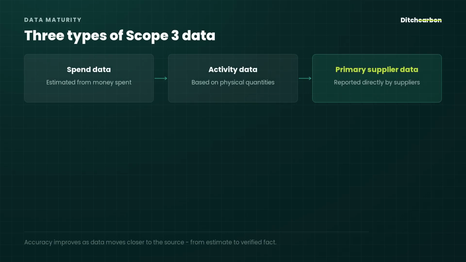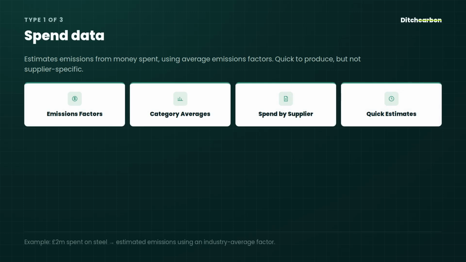Now, within all of that, there are really three types of data companies use, and understanding the difference matters a lot. The first is spend data. This estimates emissions from money spent using industry average emissions factors. If you spent £2 million on steel, you apply an average factor for steel and get an estimate. It's quick and it's a sensible place to start, but it isn't supplier specific. Two suppliers making the same product with very different energy sources would show up looking almost identical.